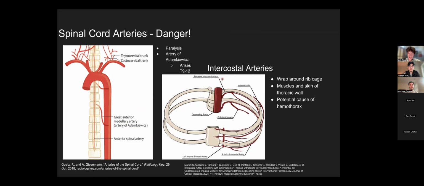And then intercostal arteries, this is included just for completeness, but you have the posterior intercostal arteries arising off the descending aorta, and then they anastomose with the anterior intercostal arteries, which come off of the internal thoracic artery, which branches off of the subclavian. So this wasn't in a previous slide, but I thought I'd mention it so you know where it's coming from. Intercostal arteries wrap around the rib cage, provide blood for the muscles and skin of the thoracic wall, and they're also a potential cause of a hemothorax.